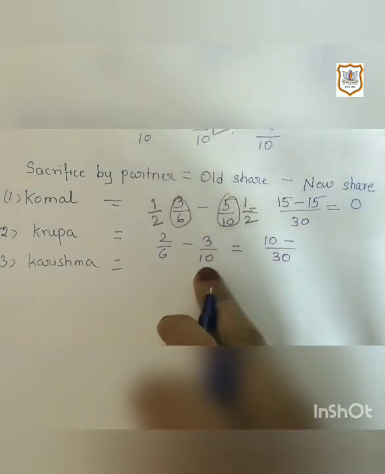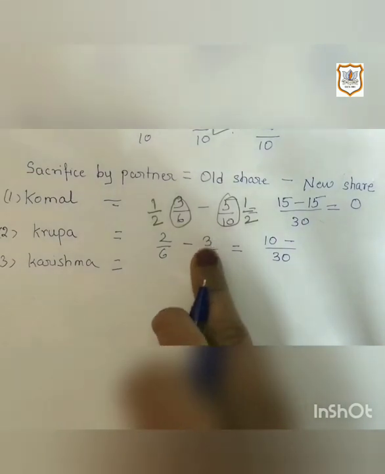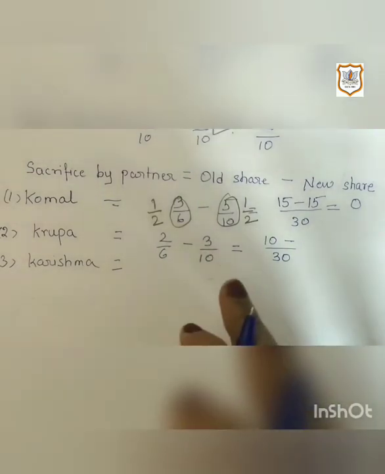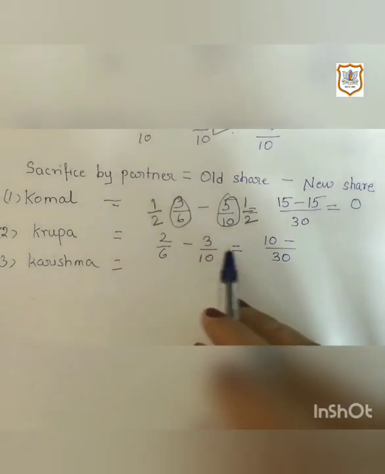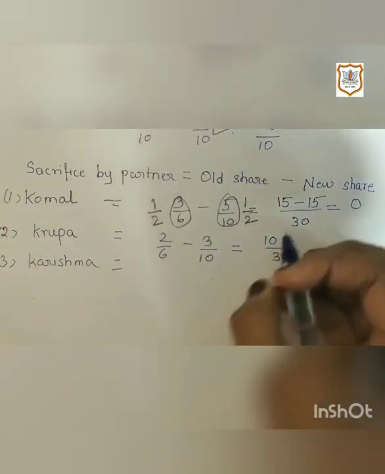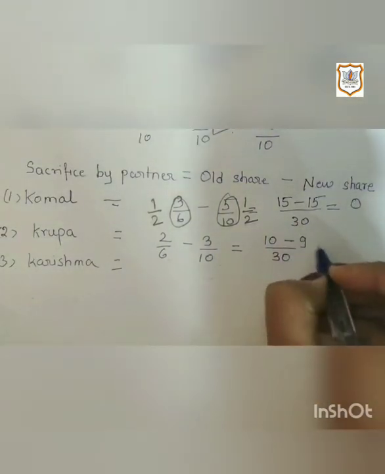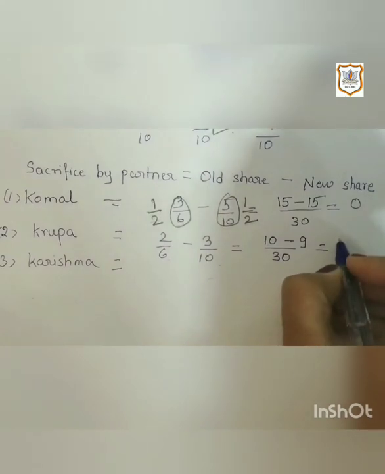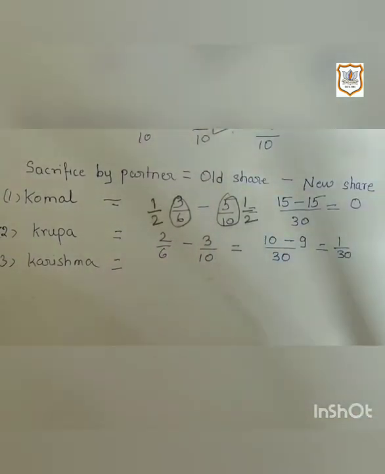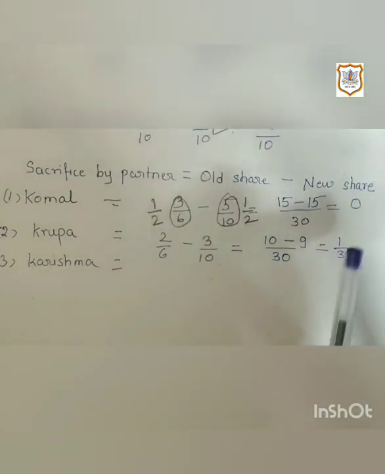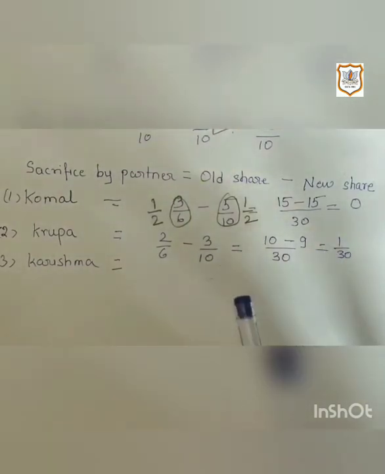Minus, 30 divided by 10 is 3, so numerator 3 will also be multiplied by 3. 3 multiplied by 3 is 9. So here we will get 1 by 30. So Krupa's sacrifice is 1 by 30 share.